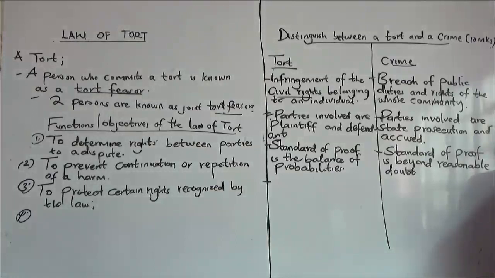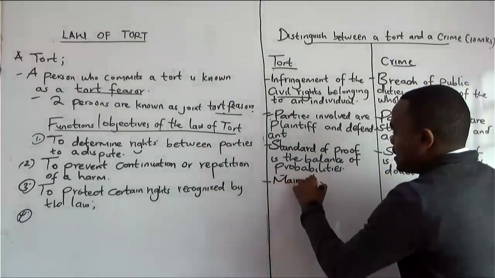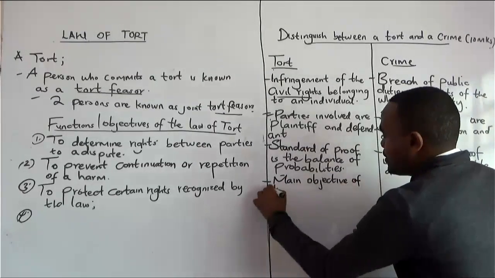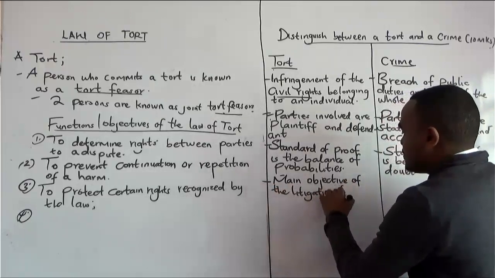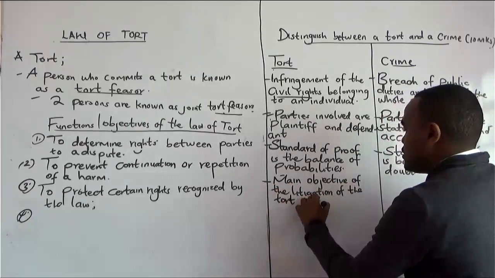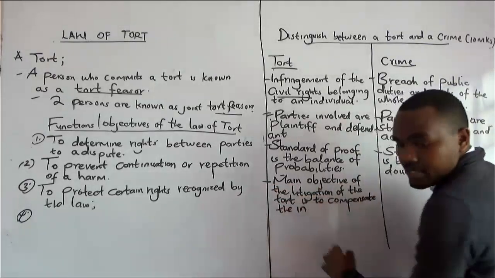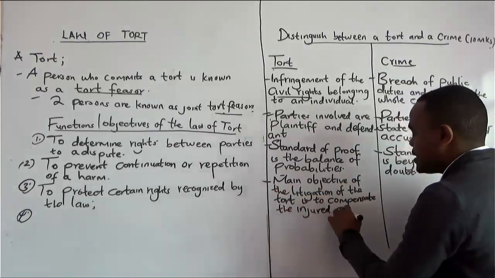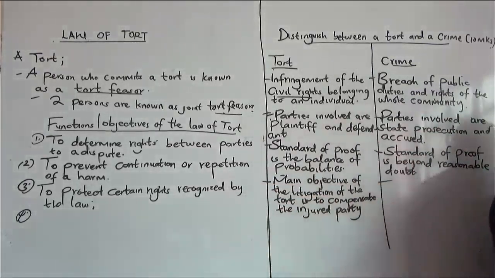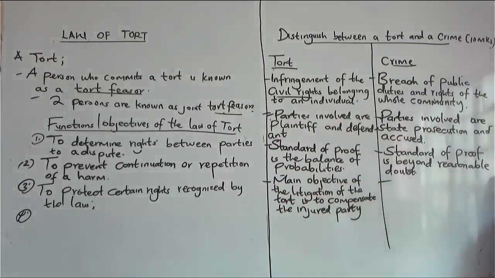Then the other one, you can say, the main objective of the litigation of the tort is to compensate the injured party. The other one, the main objective of the criminal litigation is to punish the criminal persons.